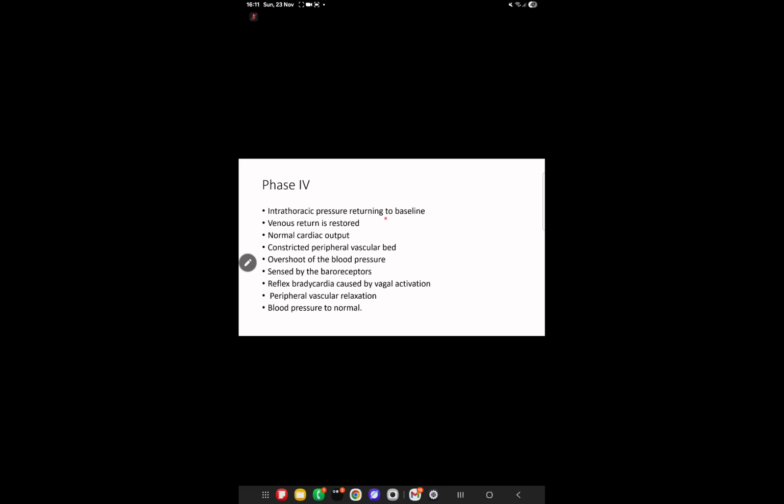Then, with the intrathoracic pressure at baseline, your venous return is normalized, which will normalize your cardiac output, but you still have a vasoconstricted vascular bed, which will overshoot your blood pressure, which will then be sensed by the baroreceptors, which will then reduce your sympathetic output and increase your parasympathetic output, which will result in bradycardia and reduction in the systemic vascular resistance, which will then bring your blood pressure back to normal.